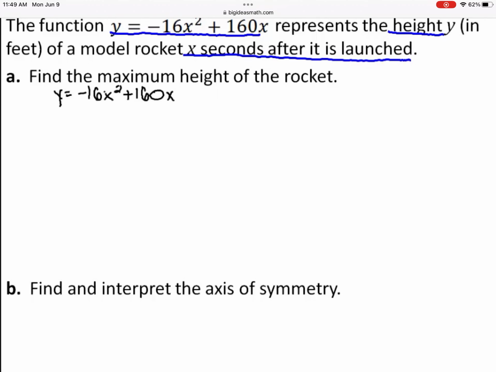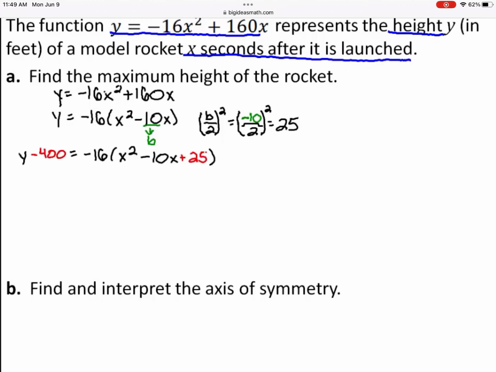To do this, first factor negative 16 out of the right side. x squared minus 10x is of the form x squared plus bx, where negative 10 is b. Because negative 10 is b, the quantity b divided by 2 squared equals the quantity negative 10 divided by 2 squared, which equals 25. So to complete the square, add 25 to the expression x squared minus 10x.